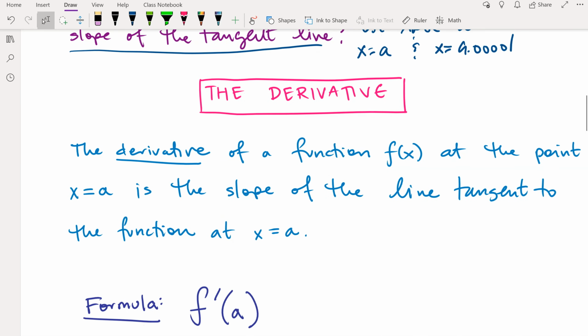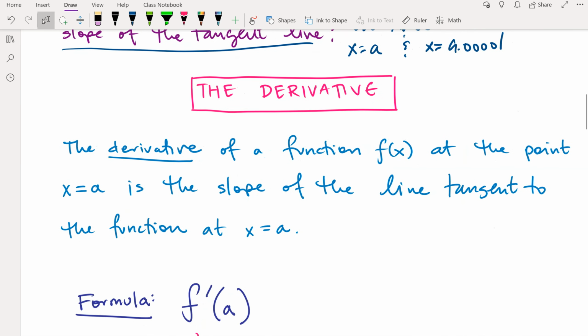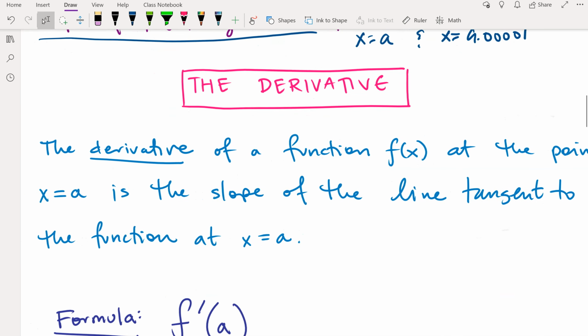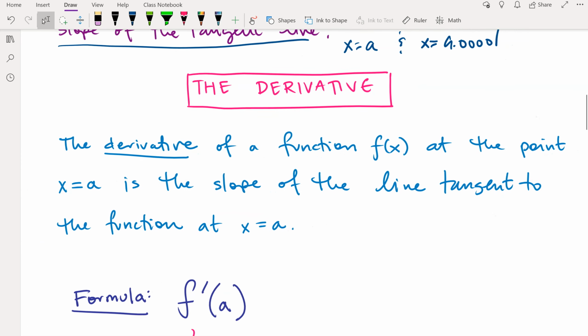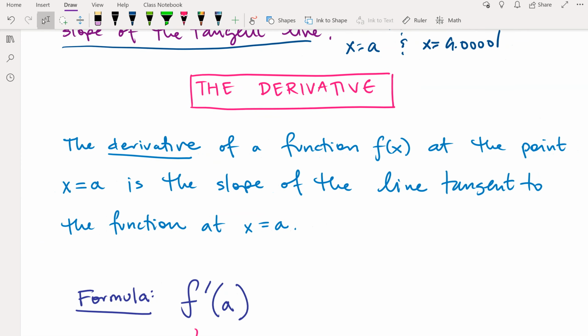All right, now let's review. Please write this down if you don't already have it, and then we're going to go more in depth. The derivative of a function f of x at the point x equals a is the slope of the line tangent to the function at x equals a. And then you need to make sure that you have this entire thing. So if you need to, pause the video.